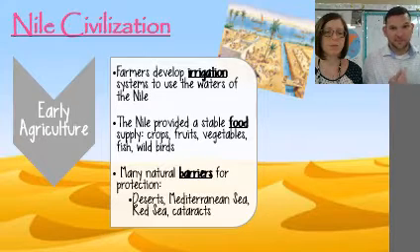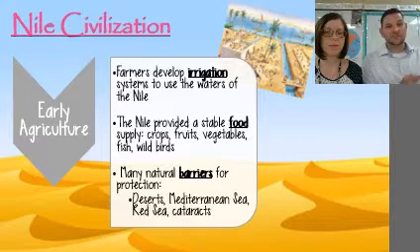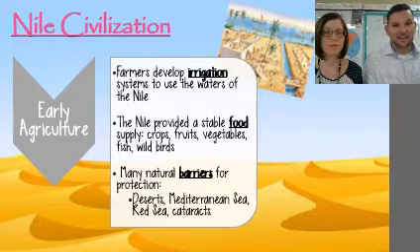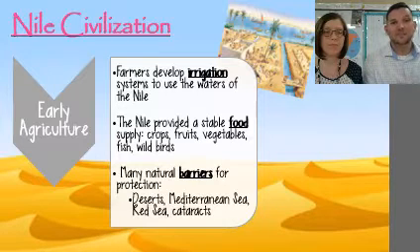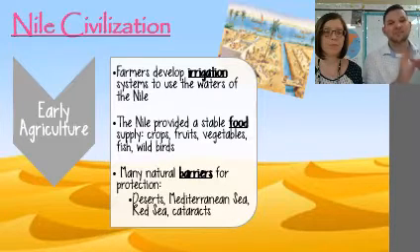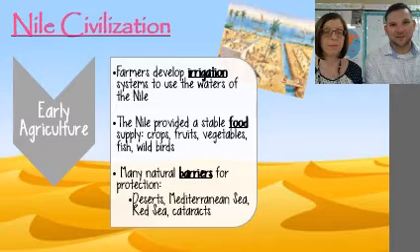Food starts popping up. Now they have a stable food supply. Now everything's good. You have lots of fruits, vegetables, fish, and birds. People are happy. They're not hungry anymore. Population is going to start growing. Anyways, it's a lot of really good stuff happening.